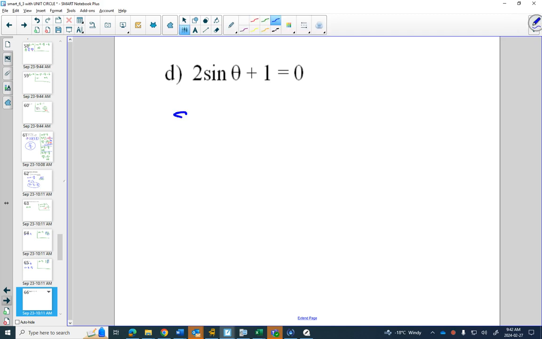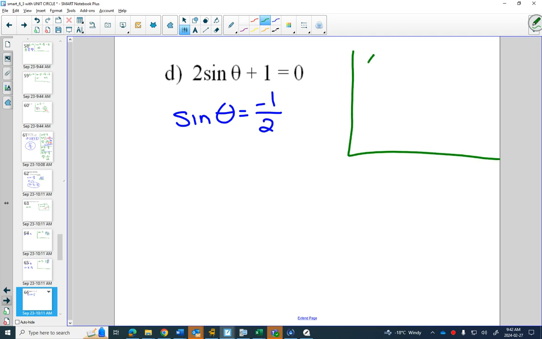As far as showing work, I would definitely move the 1 over, divide by 2, and get sine theta by itself. And that 1/2, this is why I say if you memorize 1 really well, pi over 6, sine of pi over 6 is 1/2. So now I know my reference angle.